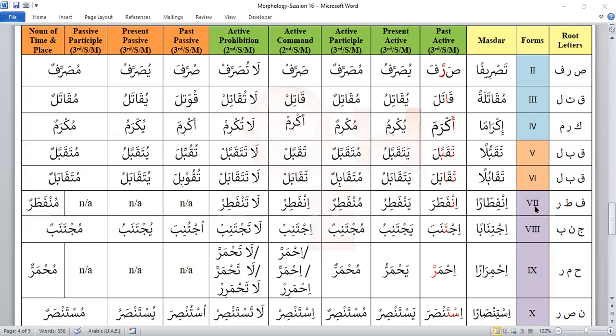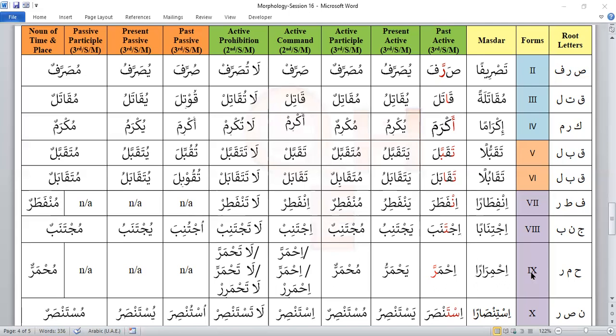Verb form 7, infatara, yunfatiru. Okay, over here, just before the fa position letter, there is an extra noon, and this particular verb form also starts with Hamzatul Wasl for the past active. Okay. Then verb form 8, ijtanaba, yajtanib. So over here, just after the fa position letter, there is an extra ta. And this verb form also, for the past, starts with Hamzatul Wasl.